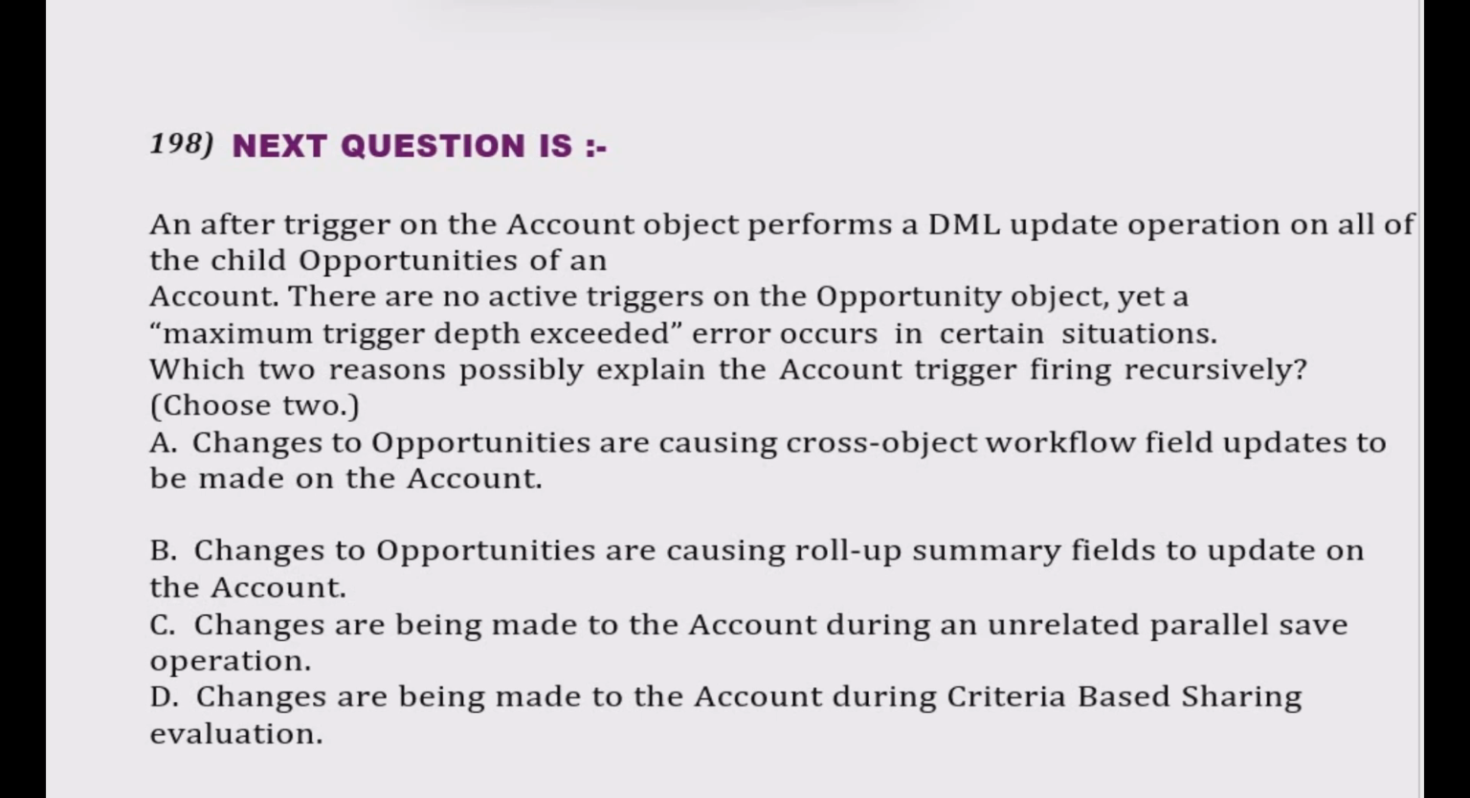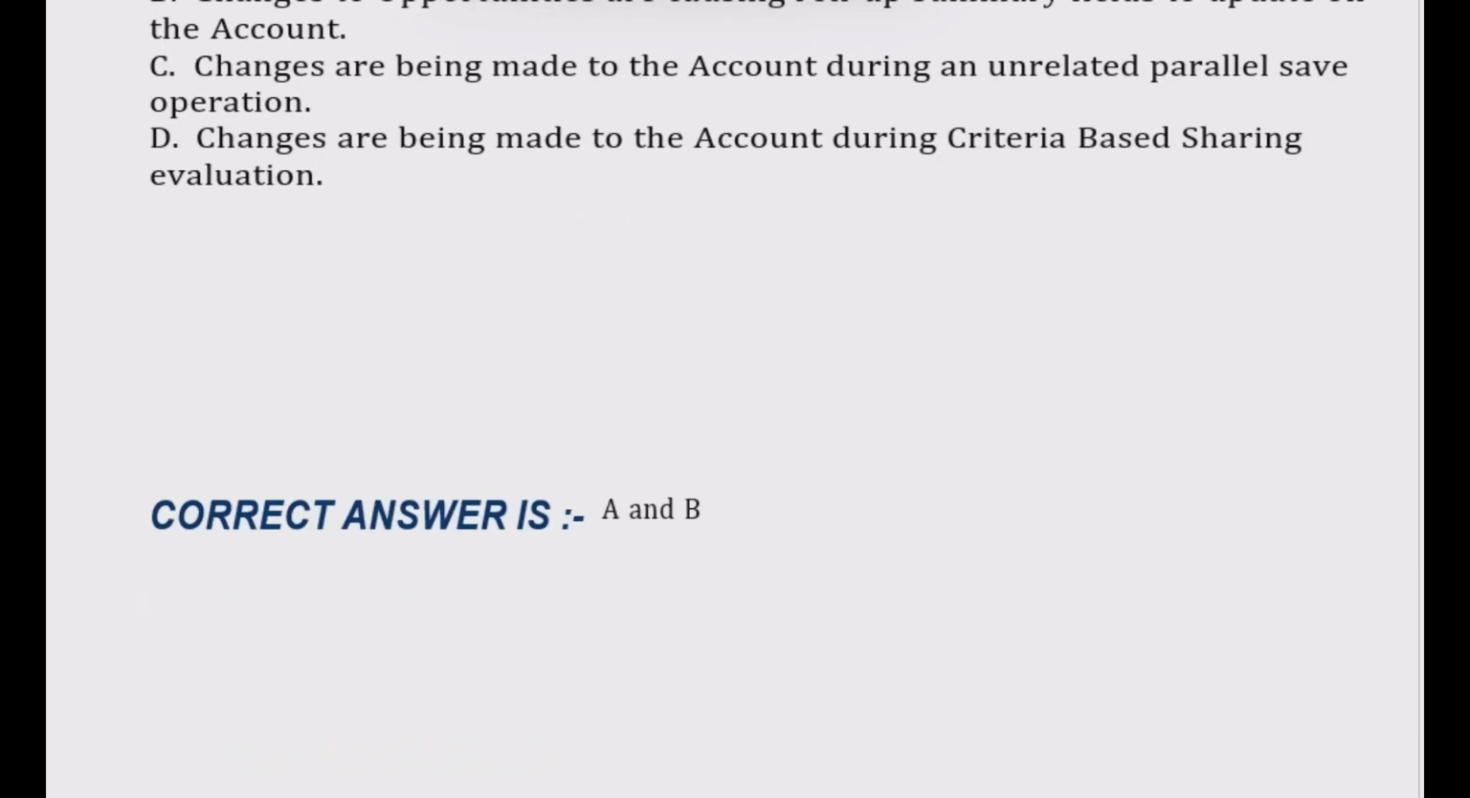Option A. Changes to opportunities are causing cross-object workflow field updates to be made on the account. Option B. Changes to opportunities are causing roll-up summary fields to update on the account. Option C. Changes are being made to the account during an unrelated parallel save operation. Option D. Changes are being made to the account during criteria-based sharing evaluation. Correct answer is option A and option B.